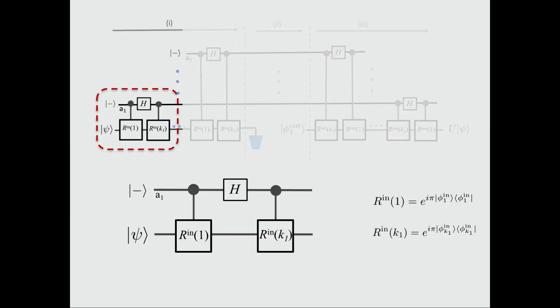And to understand this, let's focus on the first block in this algorithm. So in the first block, remember again, I first couple my system in a state psi to, I apply this control reflection with respect to input state phi 1, then Hadamard, and then control reflection with respect to random state K1. So what's happening in this first block? Well, to understand this, let's suppose my state was in a state phi 1 in. It's not in general, but let's suppose this is the case.